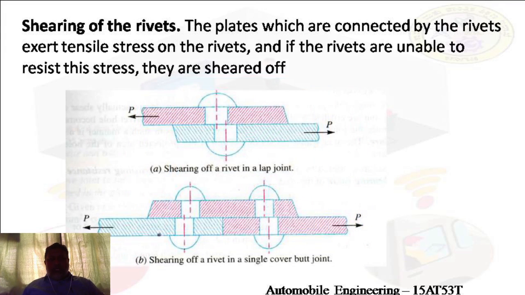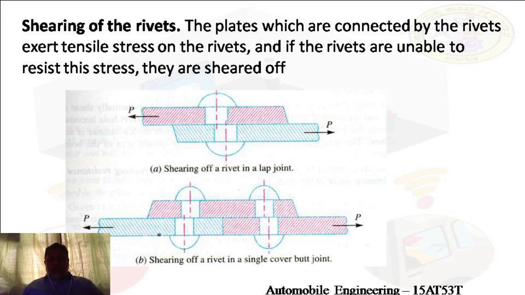Then we have the shearing. Shearing means the rivet itself will break down or be broken into two pieces, as we can see here. These are the two main plates of a lap joint, and this is a butt joint where we have two main plates along with a cover plate or strap. A single cover is provided here. This is a single riveted lap joint, and this is a single riveted single cover butt joint, where we come across single shear in both these types.